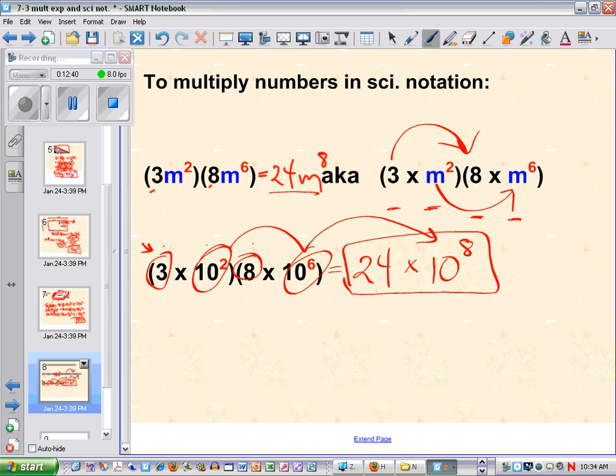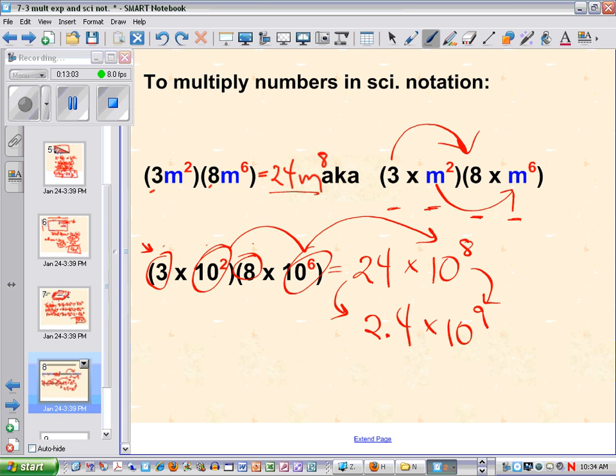However, that is not scientific notation. So if the direction said scientific, I better go ahead and make this number between 1 and 10. 2.4. So I just divided it by 10 to get it to 2.4. So since I divided it by 10, I need to multiply the other guy by 10. Remember, compensate. So multiply by another 10 here, 10 to the 9th. So instead of 24 times 10 to the 8th, we've got 2.4 times 10 to the 9th.